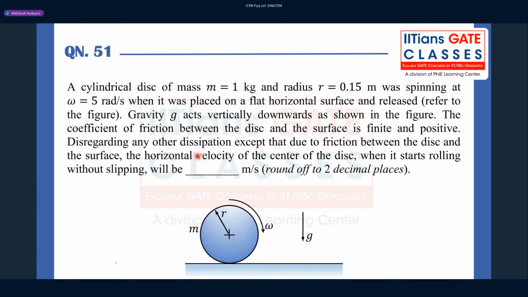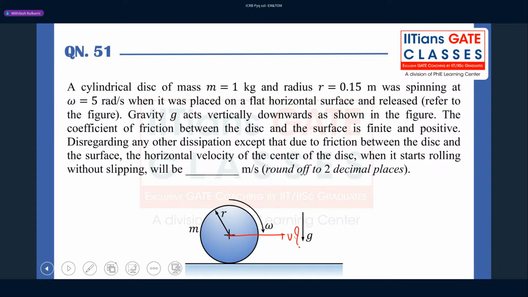Disregarding any other dissipation except that due to the friction between the disk and the surface, the horizontal velocity of the center of the disk when it starts rolling without slipping will be. So this horizontal velocity is what they are asking. What is the horizontal velocity of the disk when it starts rolling? Okay, let's try to solve this question.